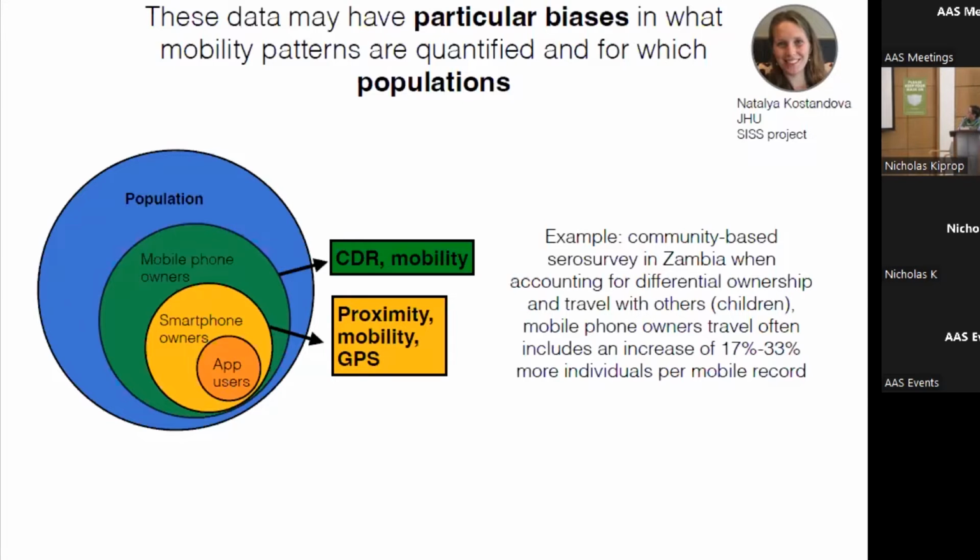There are some particular biases, and one of the main ones, which Natalia, a PhD student at Hopkins, is working on, is the bias that we miss by using mobile phone data about children's movements. We also work on a lot of childhood diseases. So you measure mobile phone operators, but how many of those trips might actually be by children, which is the population we're actually interested in.